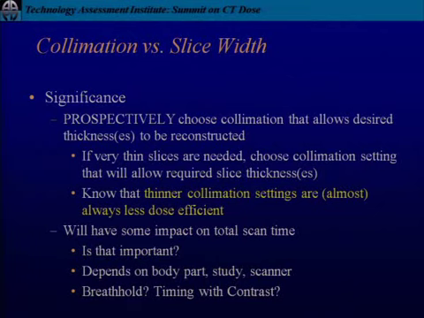Okay? But the CTDI vol on the scanner will reflect that, as far as I know. All the examples that I've seen, so the CTDI reflects that. So that will have some impact on a couple things, right? One is the total scan time. Is that important? Do you worry about the scan time? Yeah, okay, we'll go through an example of that in a second. That depends on the body part, the study, the scanner. What about things with breath hold or timing with contrast? These are examples of where you worry about the scan time length.